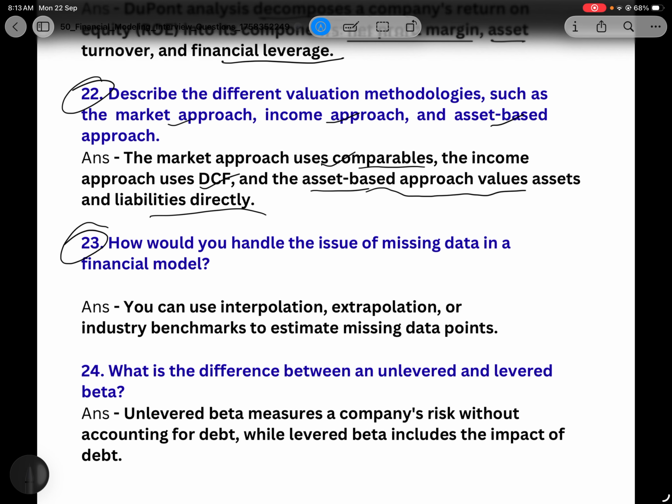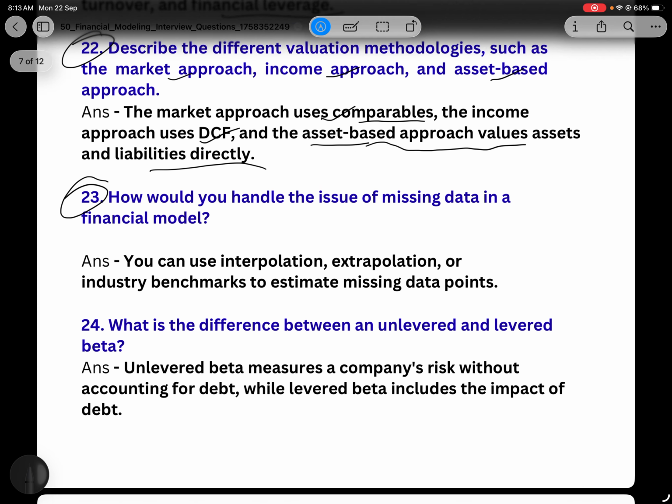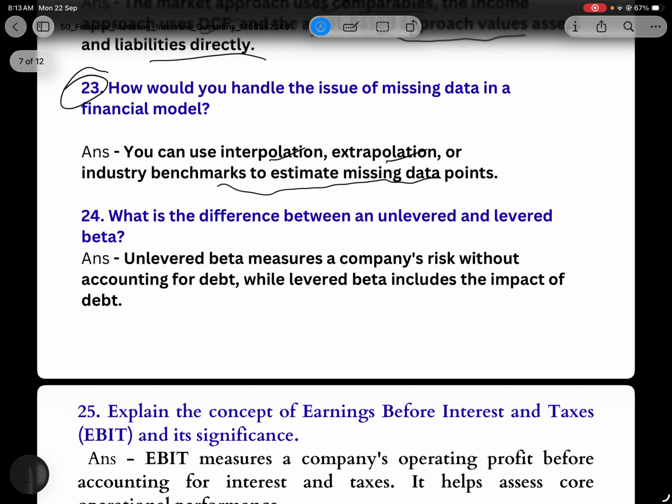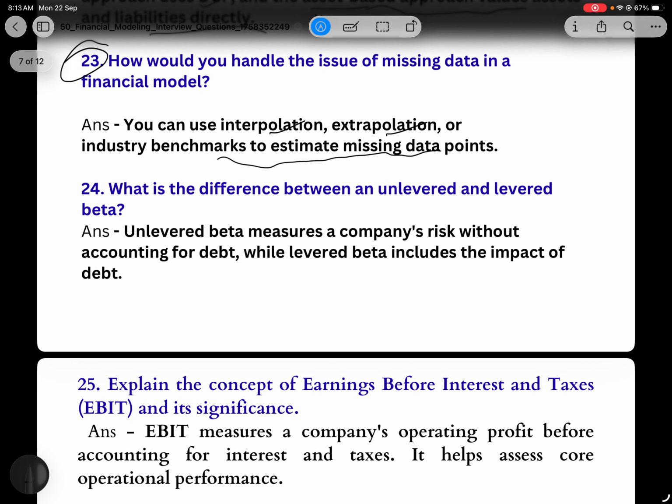Question 23 is how do you handle missing data in a financial model? We can use different techniques such as interpolation, extrapolation, and industry benchmarks to estimate the missing data. These are multiple techniques to do that. Normally industry benchmarks are considered better than the judgment of a single person, because industry benchmarks are basically collective judgment, right?